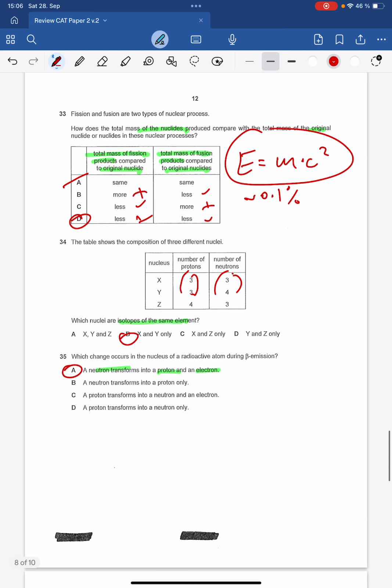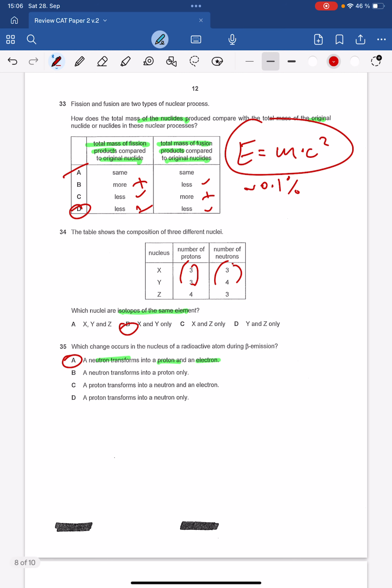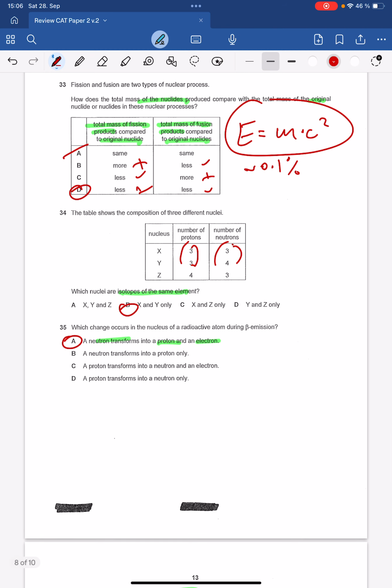Which change occurs in the nucleus of a radioactive atom during beta emission? Again, theory: a neutron transforming into a proton and an electron, okay? We can't help it, but we need to know the theory as well. What is a beta emission? That's the question.